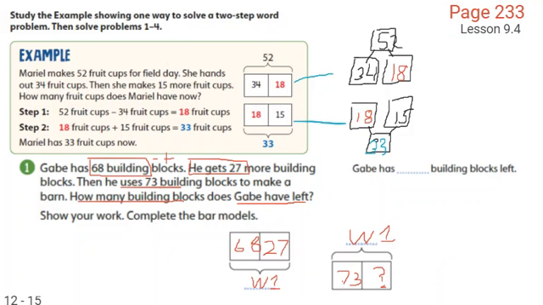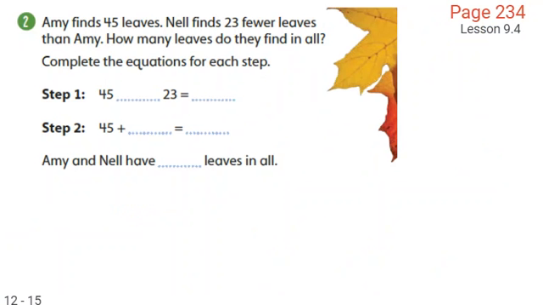Number 2 on page 234, lesson 9, session 4. Amy finds 45 leaves. Nell finds 23 fewer leaves than Amy. How many leaves do they find in all? Complete the equations for each step.